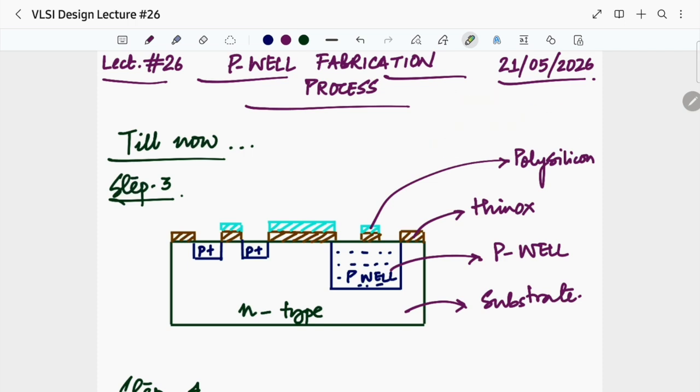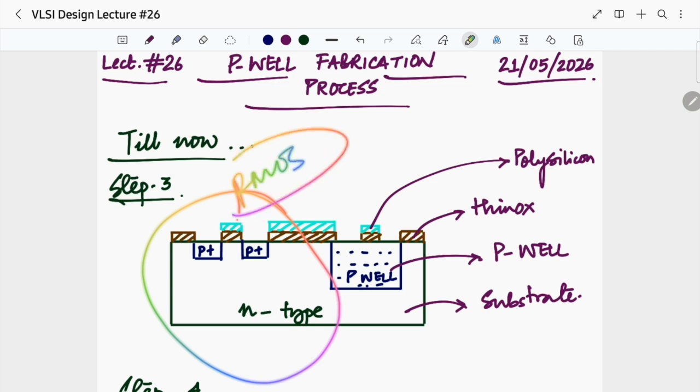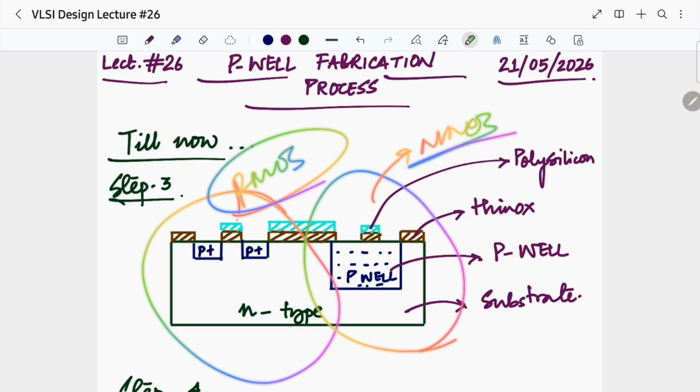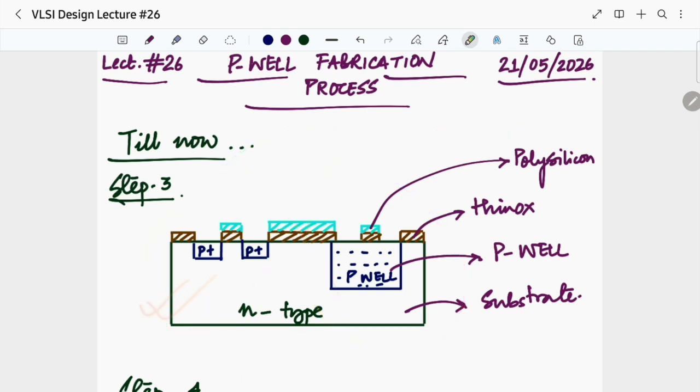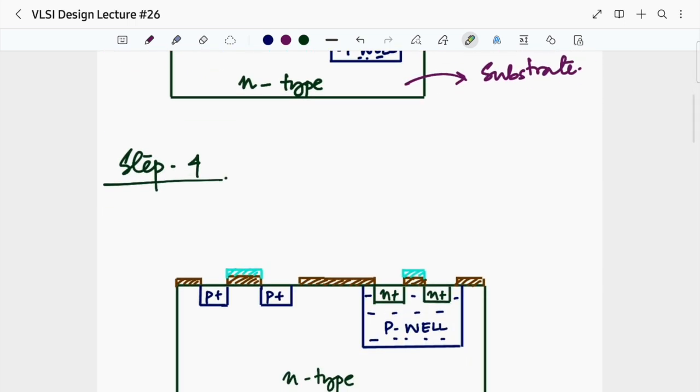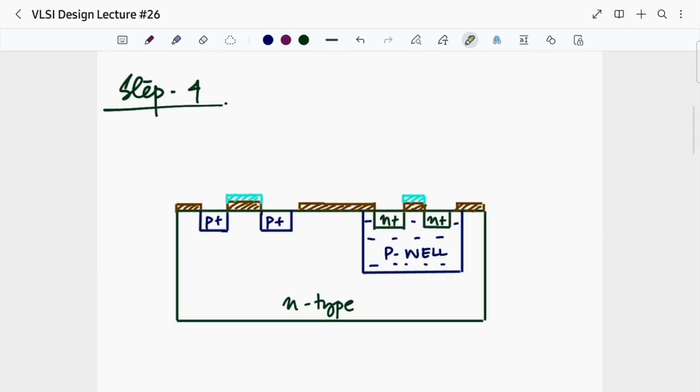Okay, we are fabricating a CMOS inverter, and if I am designing a CMOS inverter, then what do we need to have? We need to have a PMOS and we need to have an NMOS. Alright, so this portion is going to act as my PMOS and this portion is going to act as my NMOS. So PMOS I have somehow created. Now it is time to create our NMOS by the side of PMOS. Alright, now let us move into step number 4.